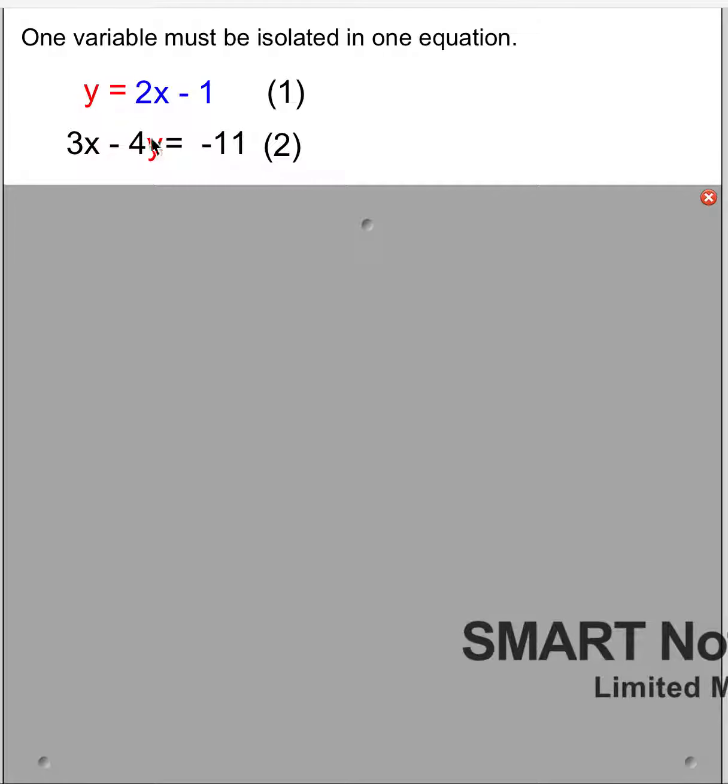Now I've highlighted the y's in red in both cases. The reason for that is that where they intersect, the y values and for that matter the x values are the same at that point. So that's what we're going to be able to use to do our substitution.